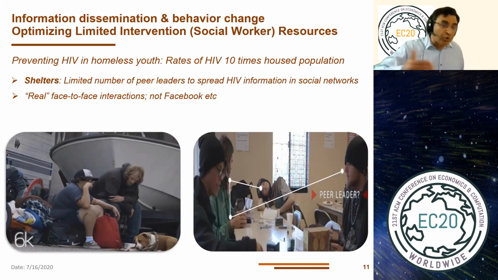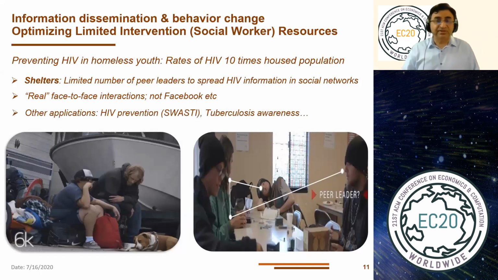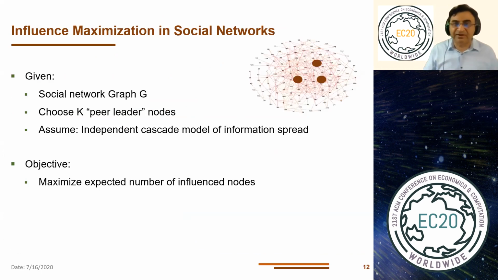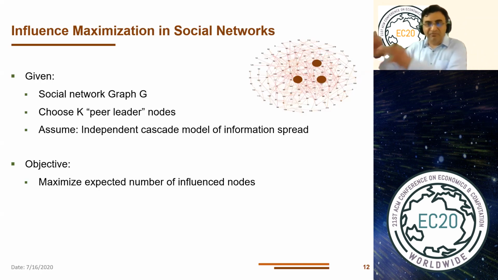While I've used this domain as a motivating example throughout the talk, you will see that there are many other applications, whether it's HIV prevention among sex workers, as we are doing with this NGO called Swasti in Bangalore, or tuberculosis awareness, or other such challenges. So this is the problem of influence maximization that the EC community, of course, is very well aware of. You have a social network graph G, and you're choosing K peer leaders to maximize the expected number of influenced nodes. And we assume information is spreading, in this case, in an independent cascade model. When we inform youth A, they will inform youth B, and information will spread in a cascade.